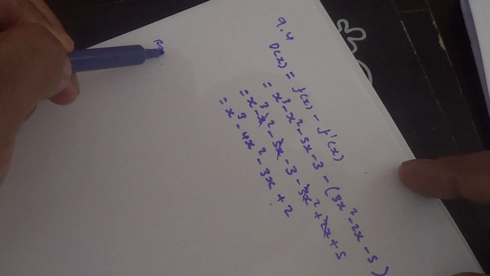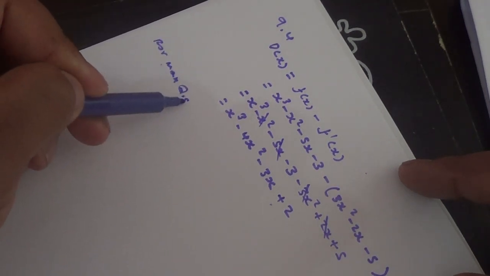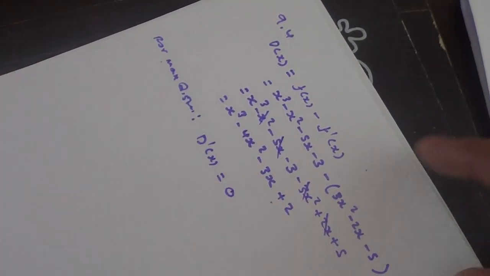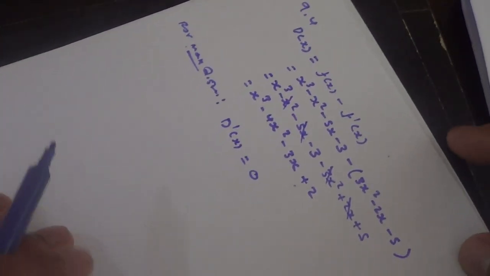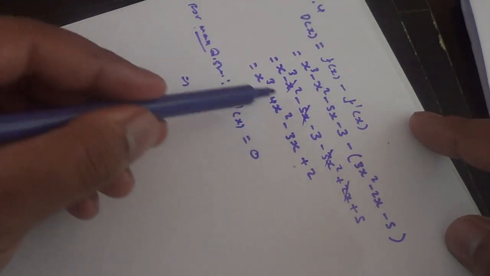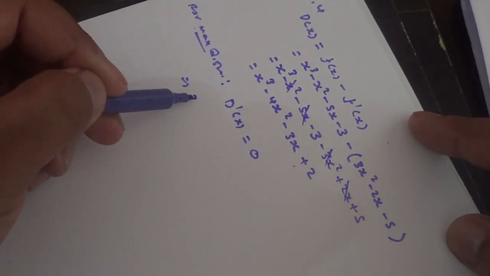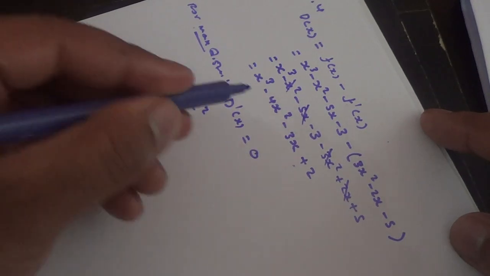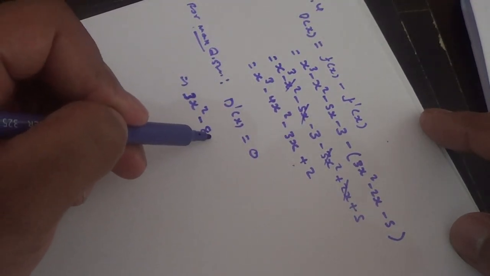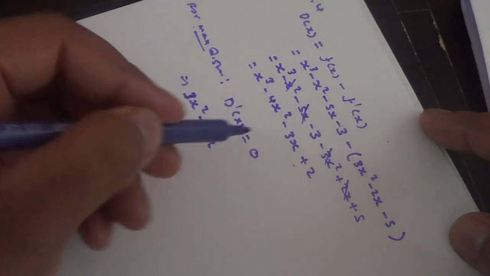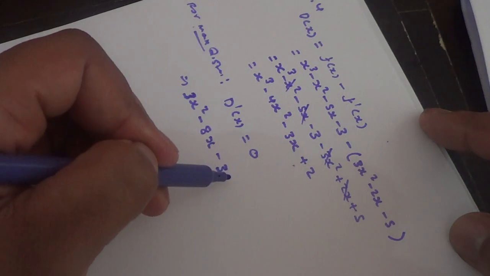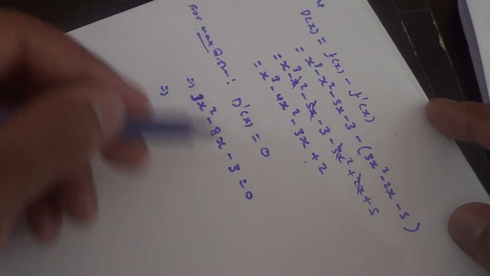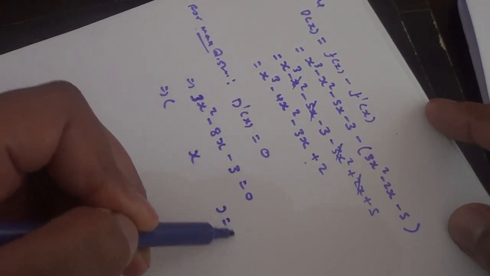But now we know that for maximum distance, it is such that d prime of x must be equal to 0, isn't it? For maximum or minimum, that is the story. What does this imply? That means the derivative of what we found is going to be 3x squared minus 8x minus 3. All right, the derivative of a constant is 0, so it's out, so that is what we have. Fortunately, we cannot divide throughout, so we just factorize. It always works, trust me.